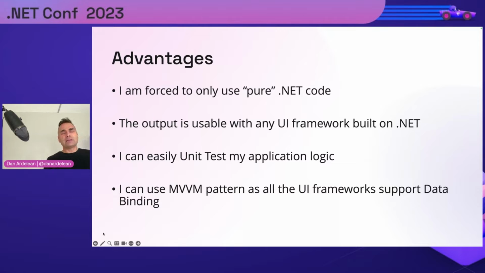I can easily unit test my application logic, and seeing that all these UI frameworks use XAML for describing the UI in a shared mode, and all these frameworks support data binding. For the people that do not know what data binding is, it is a mechanism where you connect a property of a UI element with a property of a class inside your code, in the business logic, and this communicates automatically. So all these UI frameworks support data binding. I can easily use the Model-View-ViewModel pattern to design my application.